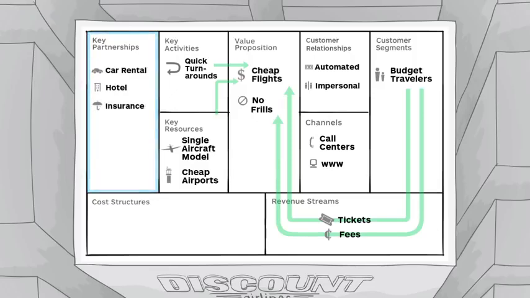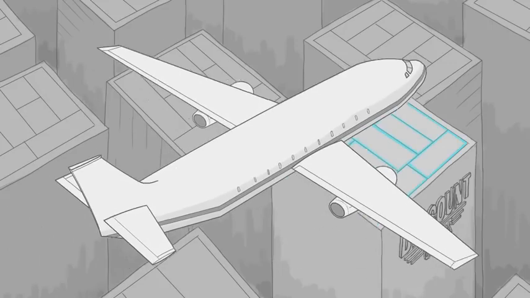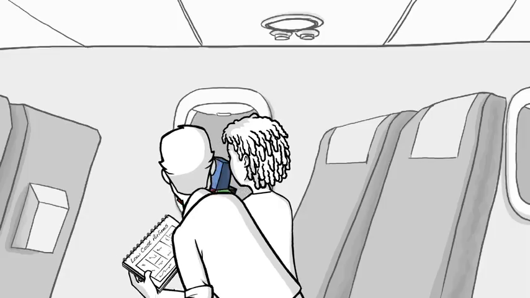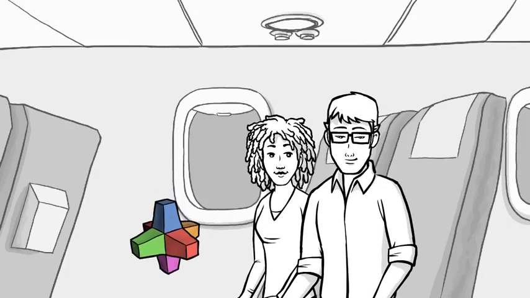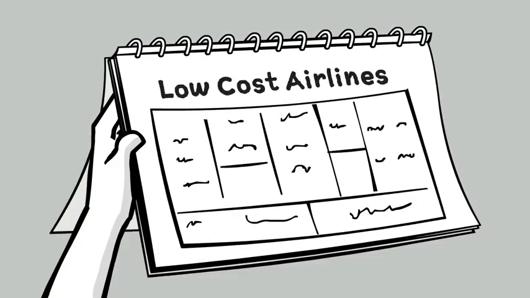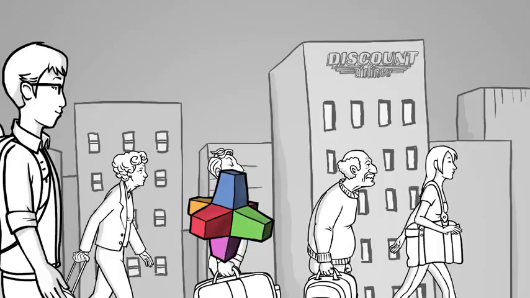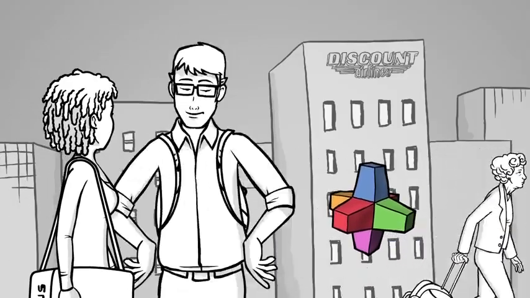Finally, under cost structures, all maintenance, training, airport, and call center costs are trimmed to their lowest levels. All of these pieces working together make their fares almost impossible for traditional airlines to compete with. There's nothing superior about these airlines except their business models. They're reaching an entirely new segment of travelers out of reach for traditional airlines.